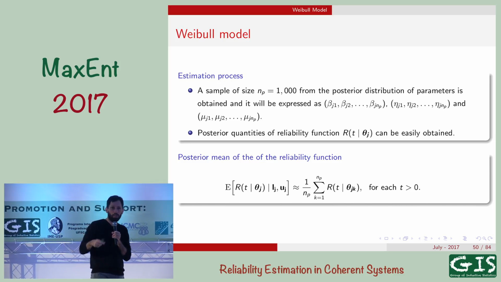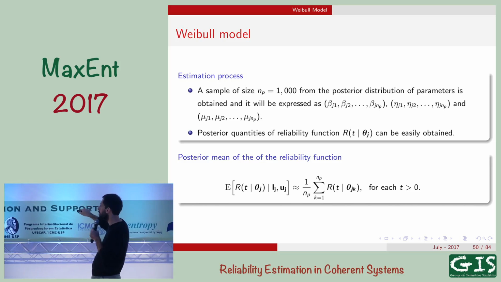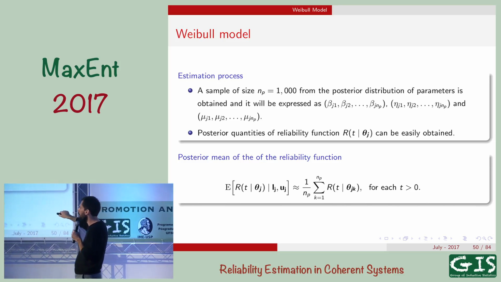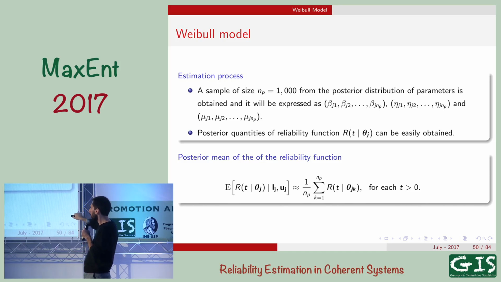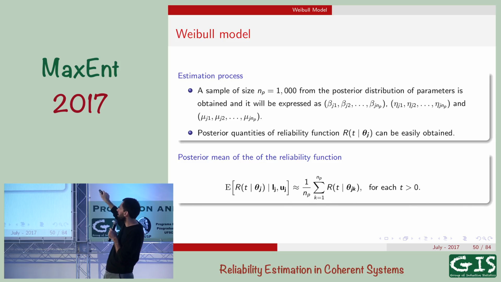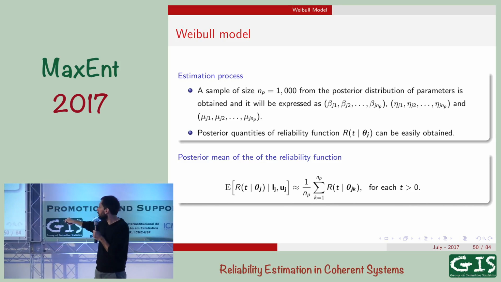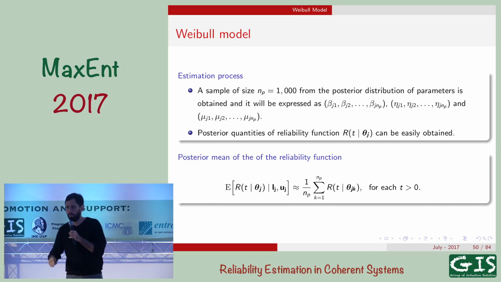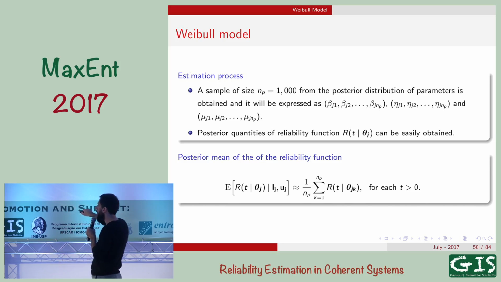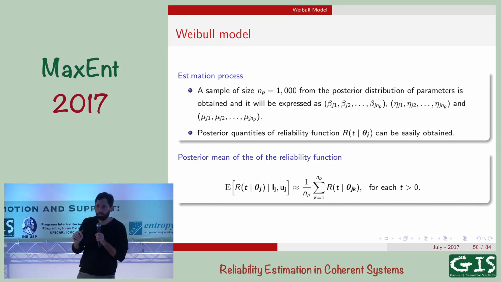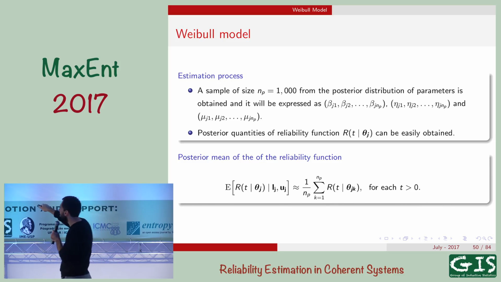we will have a sample for this three-dimensional posterior. So we can now work with this, and a posterior expectation for our reliability function of component G can be approximated, given a sample of theta values. We are calling theta here the triple beta, eta, and mu. So we can just use this and do an averaging of every reliability here.